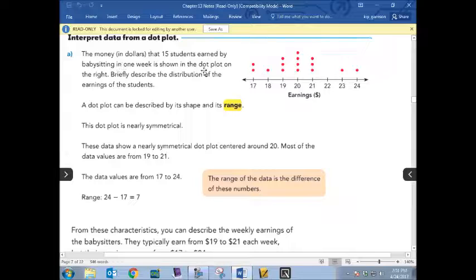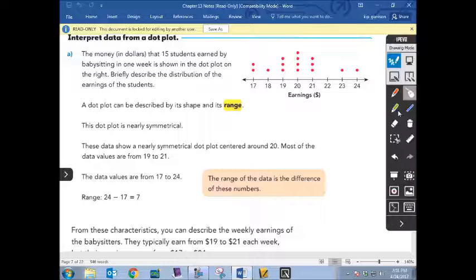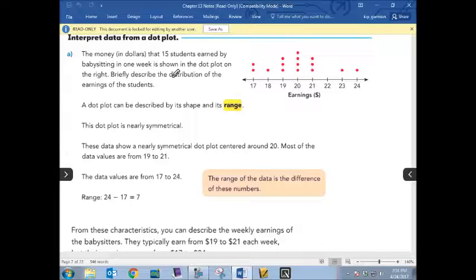All right, so it says the money in dollars that 15 students earned by babysitting in 1 week is shown in the dot plot on the right. Briefly describe the distribution of the earnings of the students. First of all, these are the earnings, so $17, $18, $19, so on. There were 2 people that made $17, 1 person that made $18, 3 people that made $19, and so on.